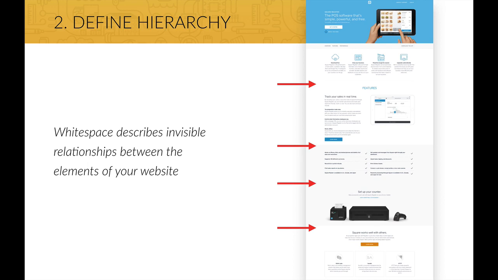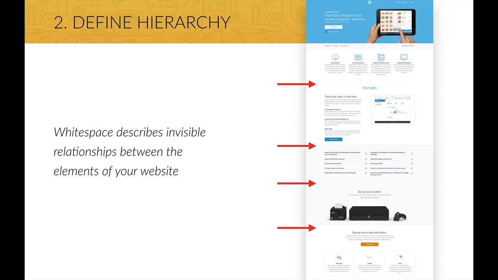Now, with the whitespace that you add, you describe invisible relationships between the elements of your website. You communicate how the pieces of information relate to one another, and this is very important. So whitespace is closely related to something we call visual hierarchy. This is the organization of your content.